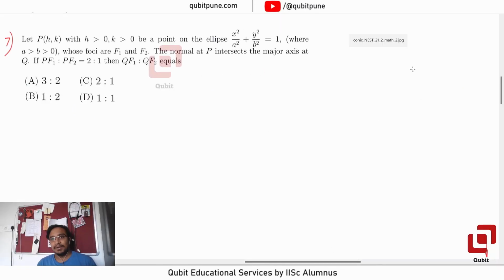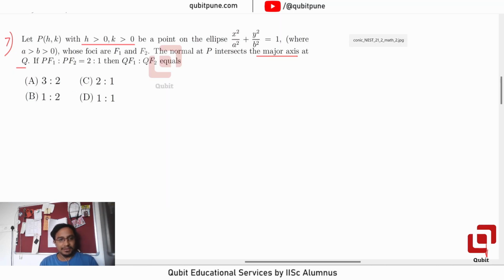From NEST 2021 shift 2, question 2. Let P(h, k), with h positive and k positive, be a point on the ellipse x squared by a squared plus y squared by b squared equal to 1, where a is greater than b and both are positive, whose foci are F1 and F2. The normal at P intersects the major axis at Q. If PF1 is to PF2 is 2 is to 1, then QF1 is to QF2 equals: 3 is to 2, 2 is to 1, 1 is to 2, 1 is to 1.